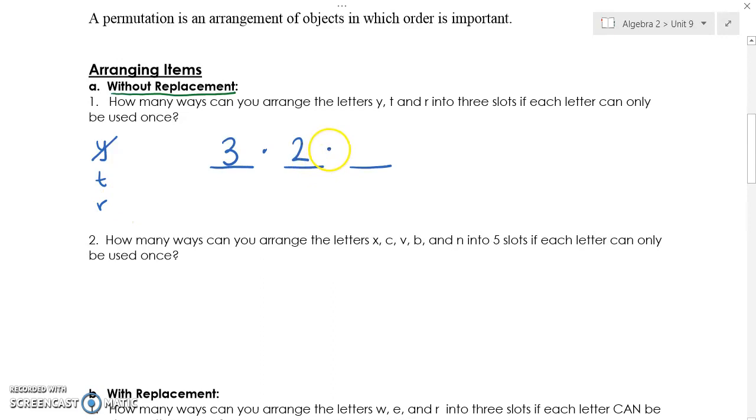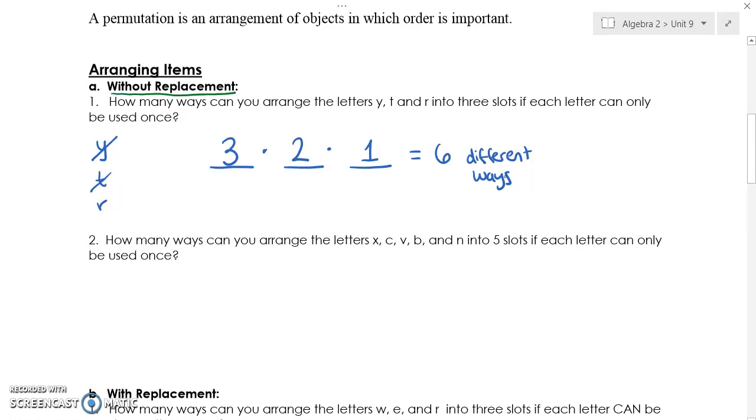Once I use one of those letters, now I only have one letter that I can choose from, and that could be R. So the product of these options gives us how many total options there were. So 3 times 2 is 6, times 1 is 6. So we really have 6 different ways we can arrange the letters Y, T, and R.